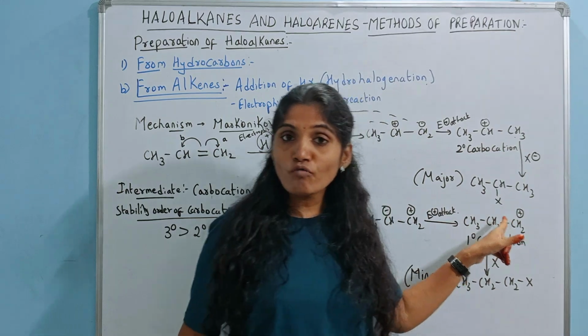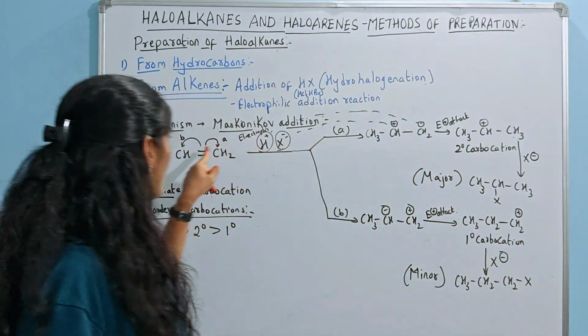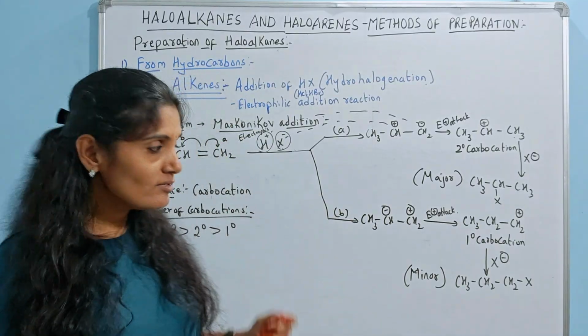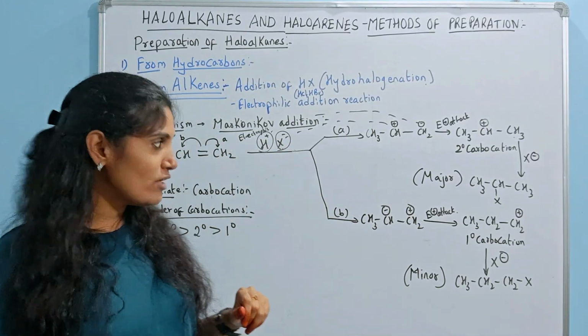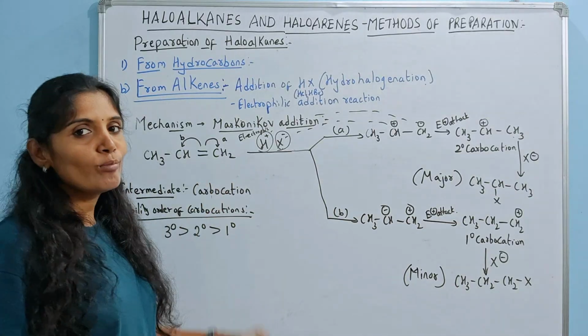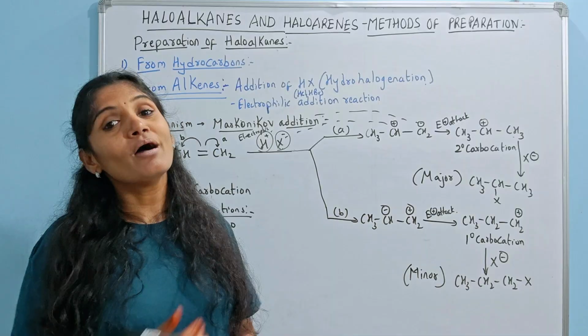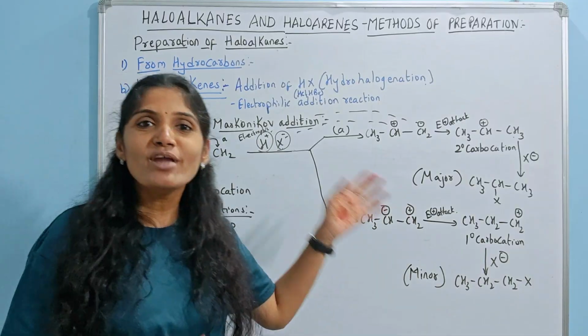Now if you observe the major product, where is the negative part of the reagent attached? To the carbon having fewer hydrogen atoms. Come to path B, where is the negative part of the reagent attached? To the carbon having more hydrogen atoms. Now did you understand how Markovnikov framed that rule? From here only.